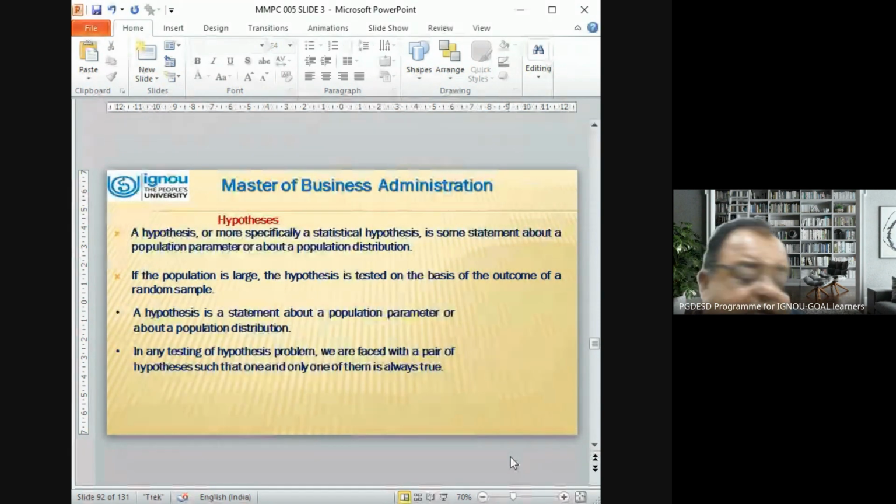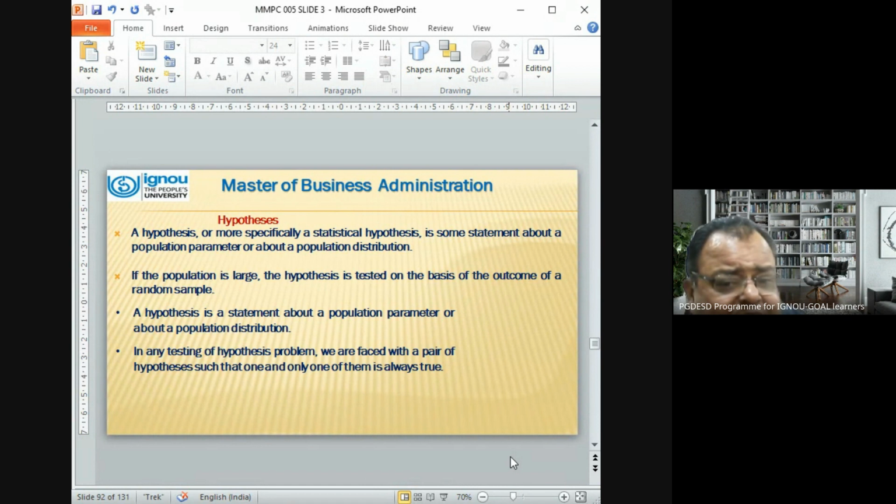Now the question is, what is a hypothesis? A hypothesis, or more specifically a statistical hypothesis, is some statement about a population parameter or about a population distribution. If the population is large, the hypothesis is tested on the basis of the outcome of a random sample. A hypothesis is a statement about a population parameter or about a population distribution.